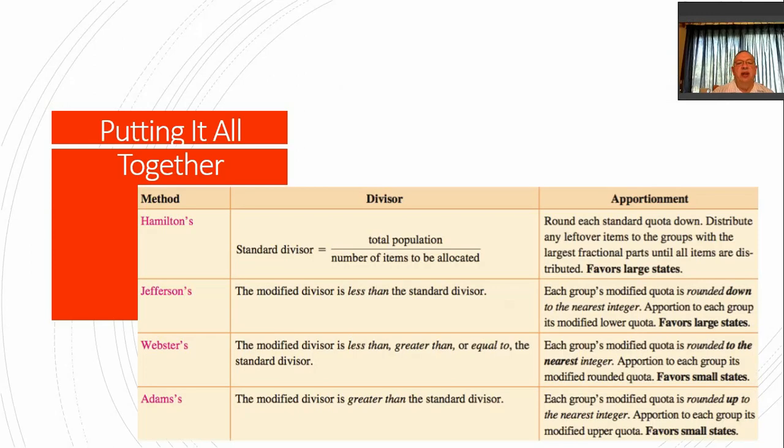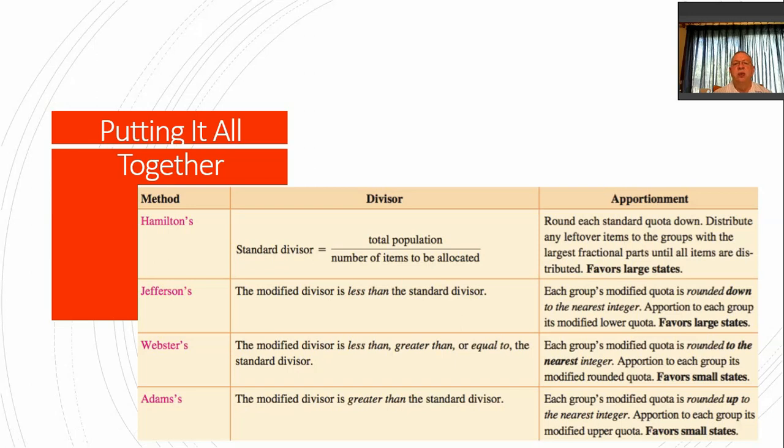So here's a couple of extra ones. Here are the ones that we talk about in the lesson, and there are a couple of other ones that you may run into in the future. Here's Hamilton's. I do the standard divisor. I do the standard quota. Remember, that's the population of the district divided by the standard divisor. And then I distribute any leftover items to the groups with the largest fractional parts until all items are distributed. And they say this favors large states.